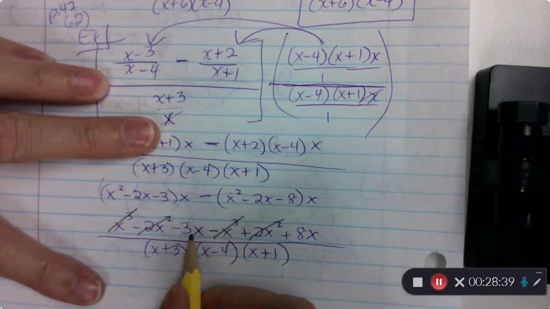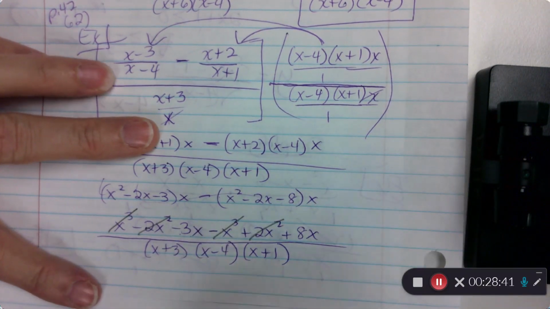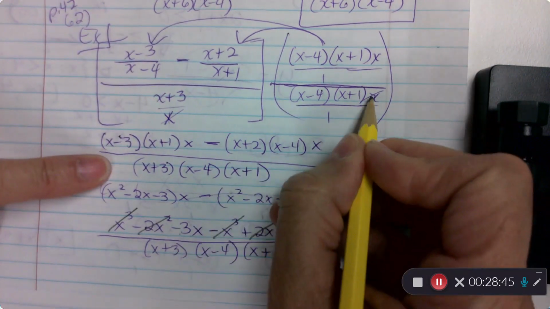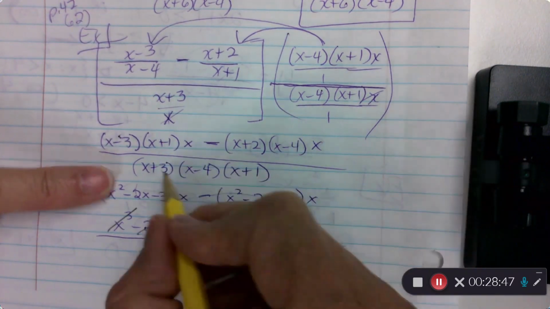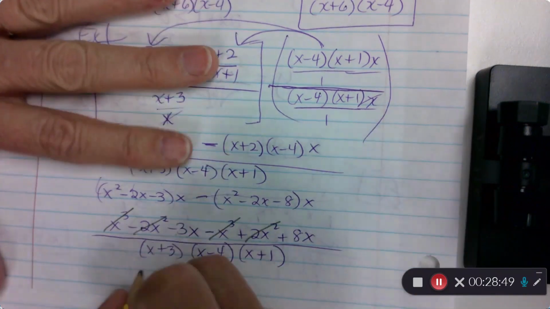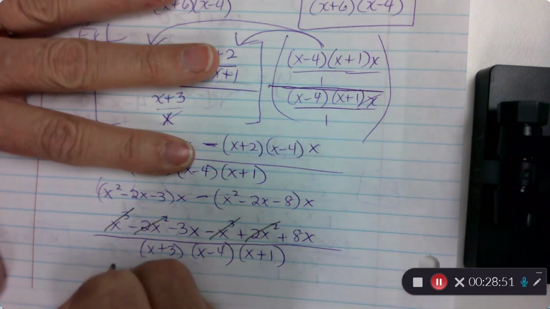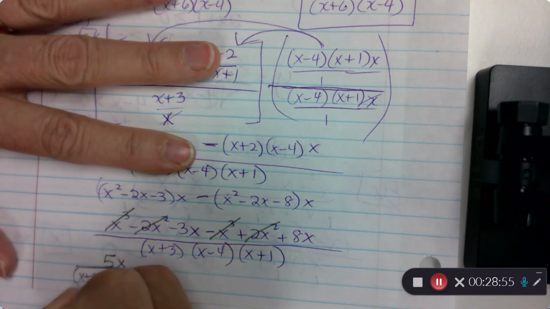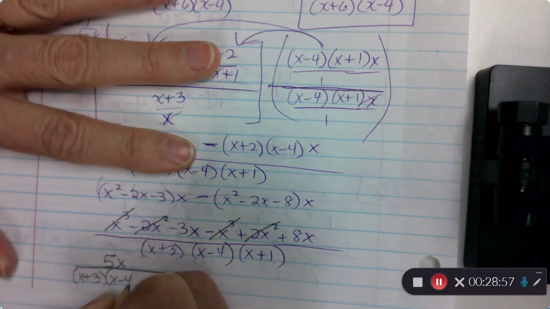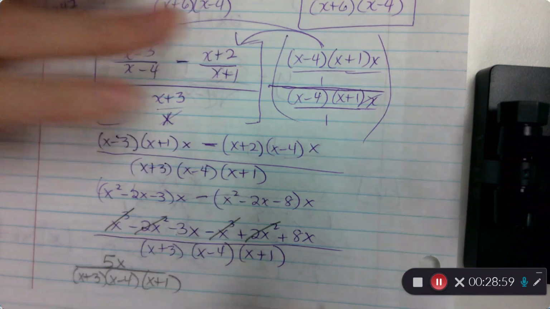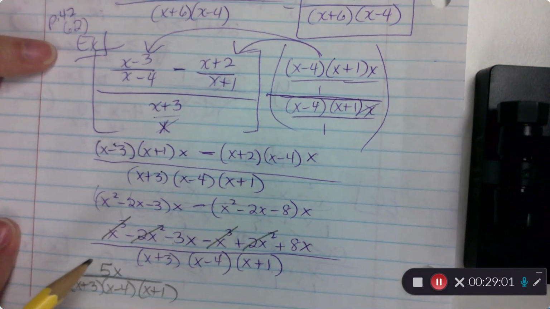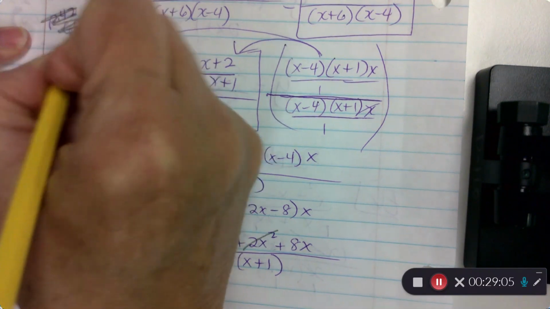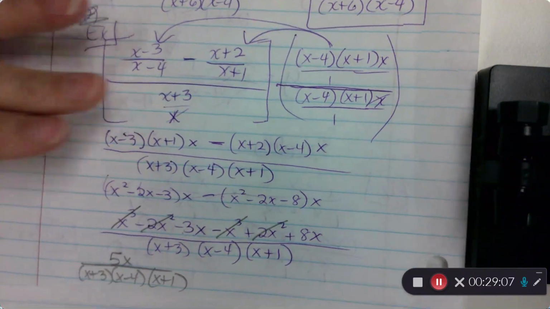What's negative 3x plus 8x? 5x. Oh wait, did I miss an x on the bottom? Nope. Oh, it was just an x plus 3. Sorry. Negative 3x plus 8x is 5x, right? And by the way, it started out as problem 62, but when I added that x, it is no longer 62. It's my own problem.